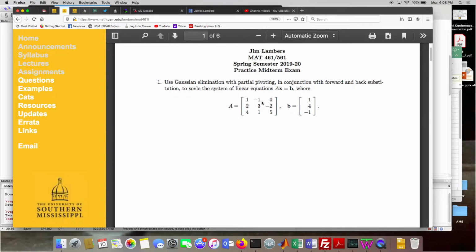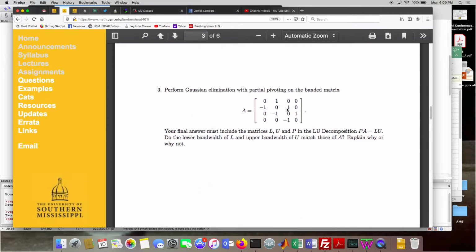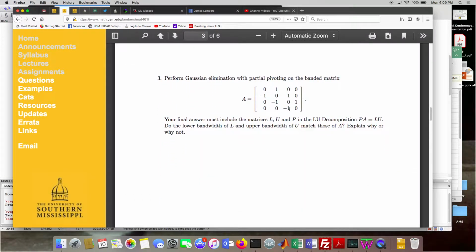So carrying out the algorithm of Gauss elimination and back substitution. Here's another one, with complete pivoting as opposed to partial pivoting. With complete pivoting, you find the largest entry in the rows and columns and swap rows and columns. Here, with a banded matrix, which is actually the subject of today, writing down what the factors of the LU decomposition are. So you have PA equals LU. What are P, L, and U?